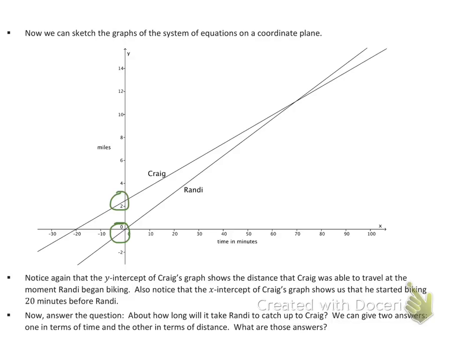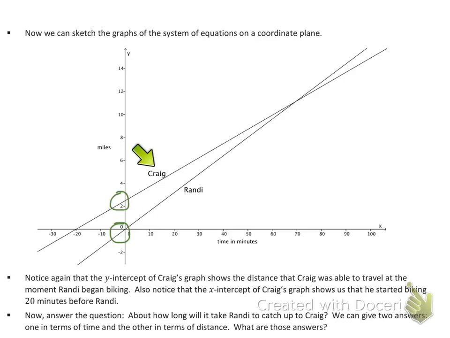at 0 minutes, Randy had gone 0 miles. But at what we're calling 0 minutes, Craig had already been traveling for 20 minutes. So this x equals -20, this x-intercept here, shows when Craig actually started. So he'd been traveling 20 minutes. And remember, we said he could go 2.5 miles in those 20 minutes. And that's what his y-intercept looks like. Okay, and then they both travel on.